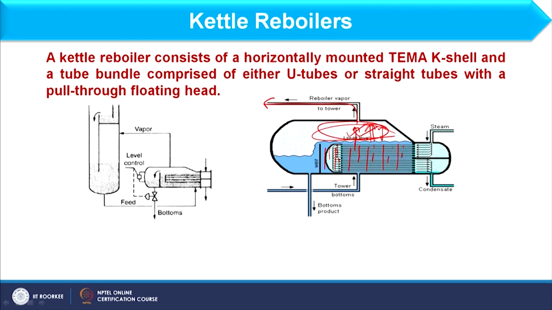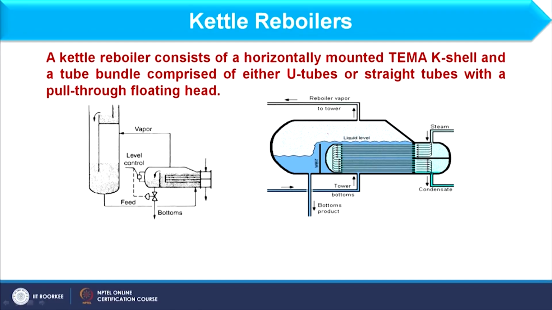So, in this way we can say that the kettle reboiler generates the vapor and also separates the vapor from the liquid, right. So, this is the only reboiler which supplies pure vapor to the distillation column. Other reboilers, which we are going to discuss in subsequent slides, there you can find that both vapor-liquid mixture will enter the distillation column, okay.